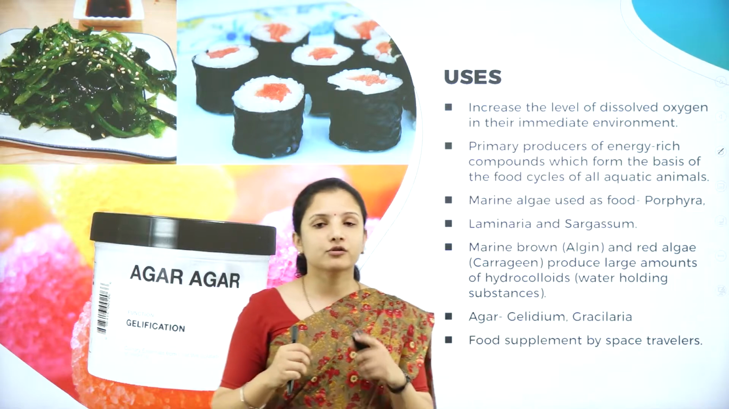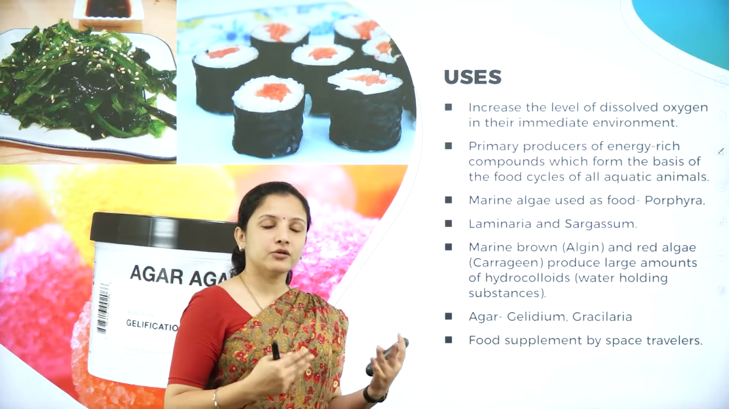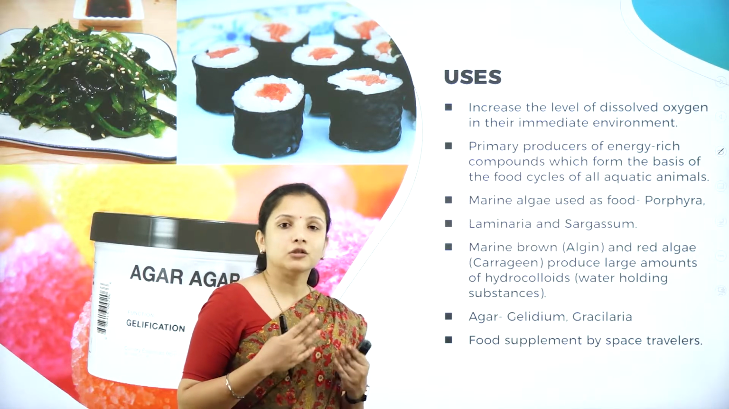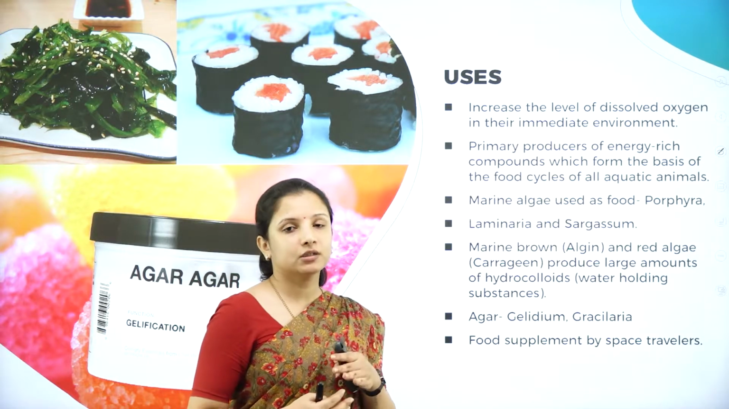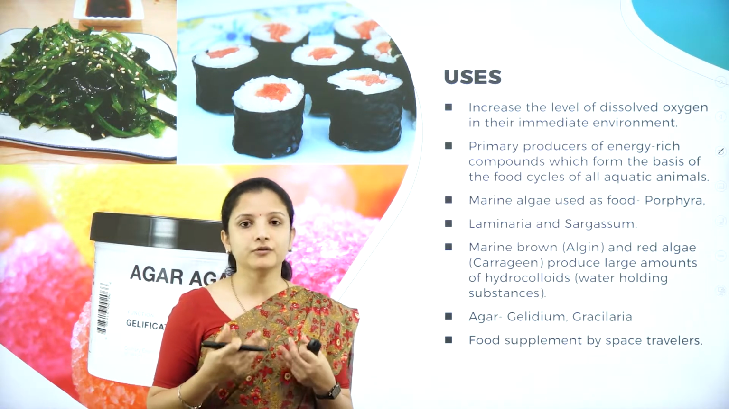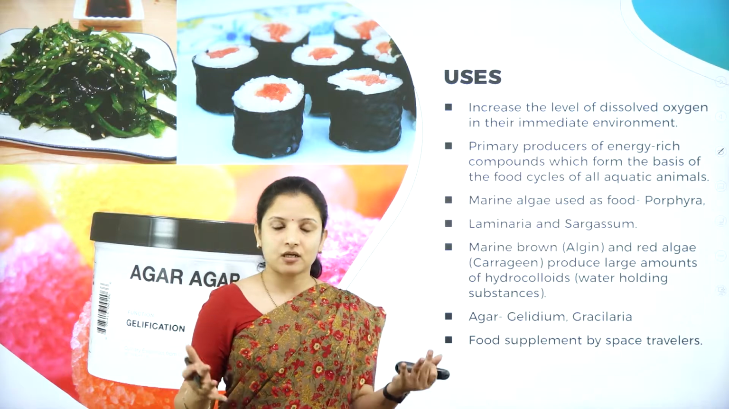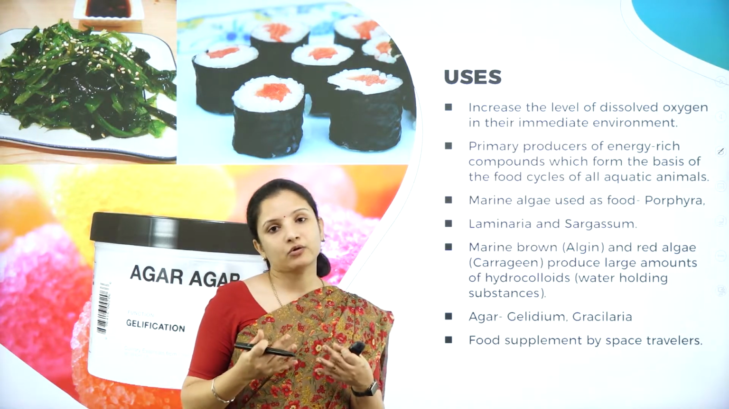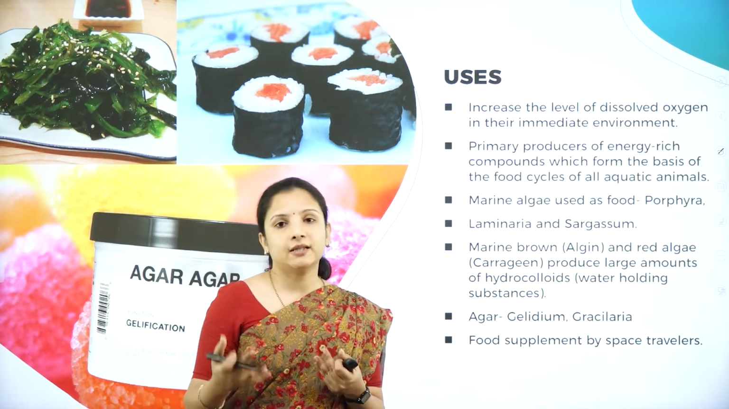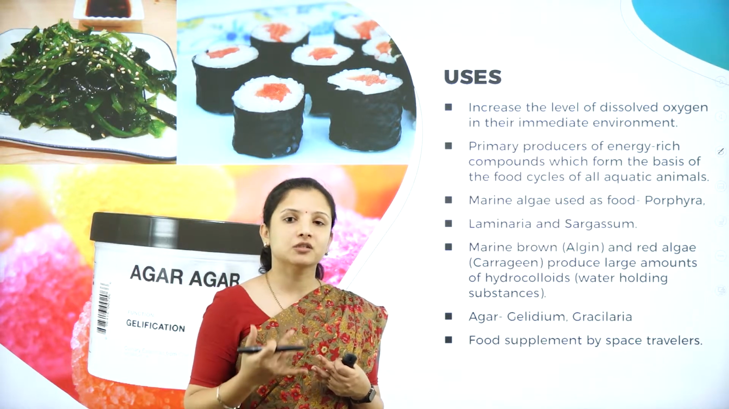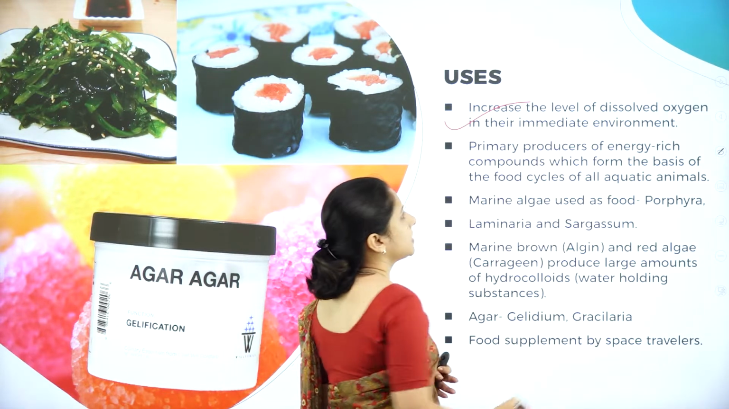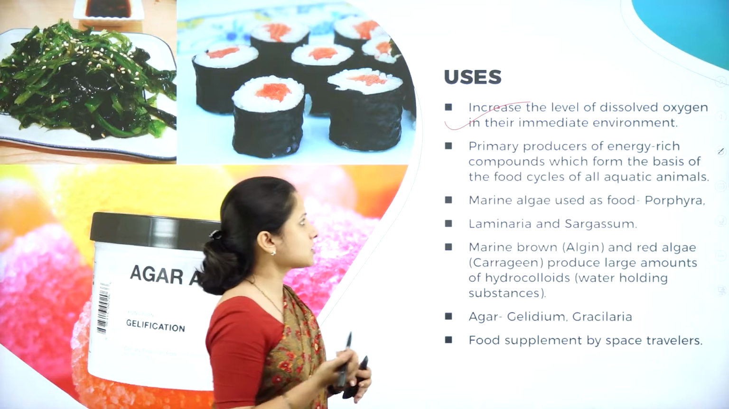Next, moving on to the uses of algae. Algae are used nowadays for a variety of things. Apart from that, they are also ecologically important. So how is it, we shall see. Algae usually increase the level of dissolved oxygen in the surroundings, especially in the pond area. It is helpful for the fishes, right? Because fishes will get enough oxygen for their respiration. So it increases the level of dissolved oxygen in their immediate environment.